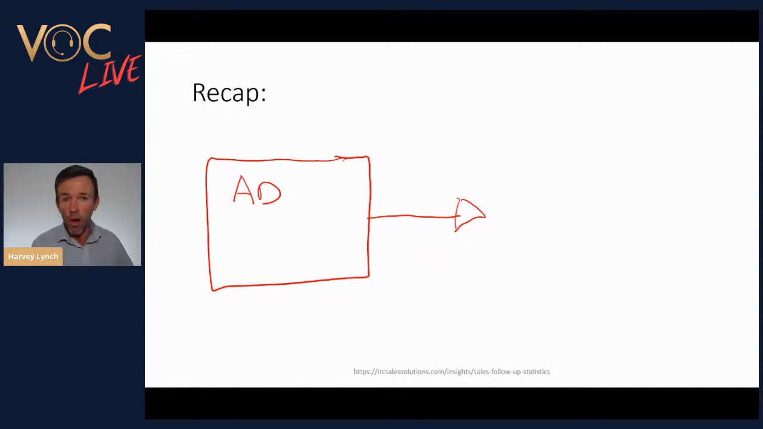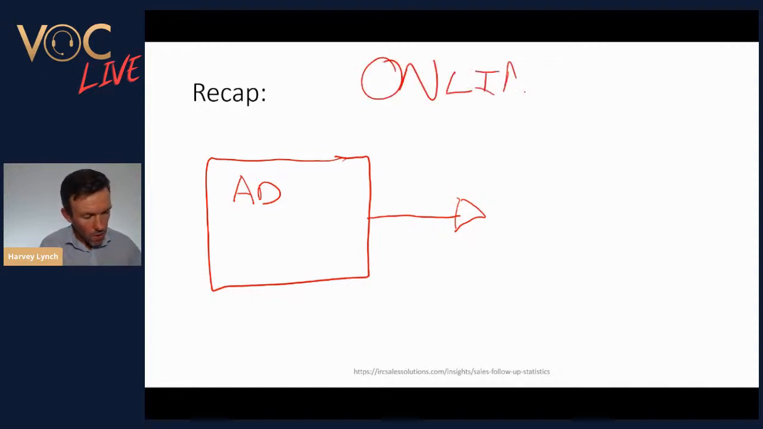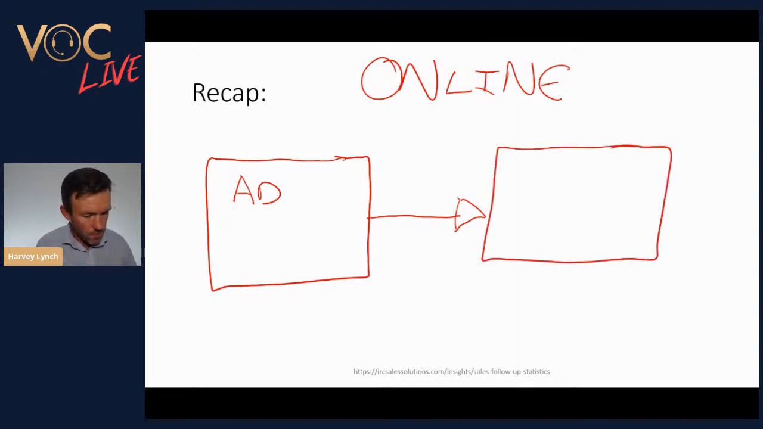Now, this is online, folks. Remember, I'll try and keep this as simple and explain it as simple as I can tonight. So this is an online strategy. Now, we drive that traffic either to somewhere like a website or a landing page, and on that landing page is where we start to talk about the solution to their problem. So that's what we've done so far.